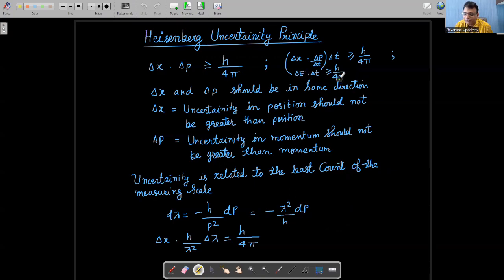This is another form of the Heisenberg uncertainty principle: uncertainty in energy into uncertainty in time is greater than or equal to h upon 4 pi. This is the first point about the Heisenberg uncertainty principle. The second point is, when we are finding the uncertainty in position and uncertainty in momentum, they should be in the same direction. If I am finding the uncertainty in position in x direction, I am also finding the uncertainty in momentum in x direction only. I cannot find it in y direction.